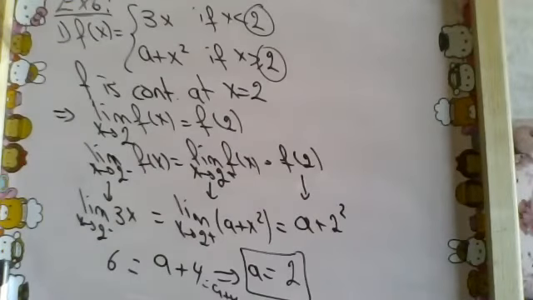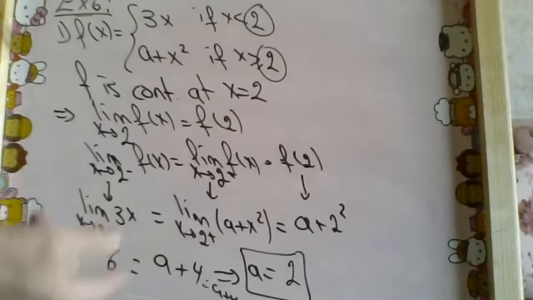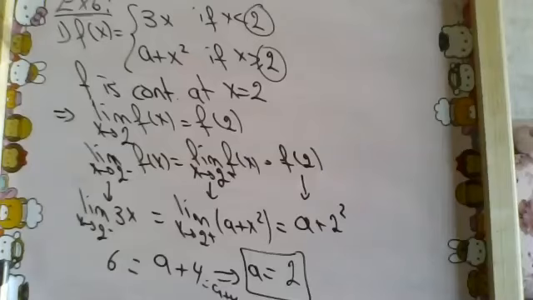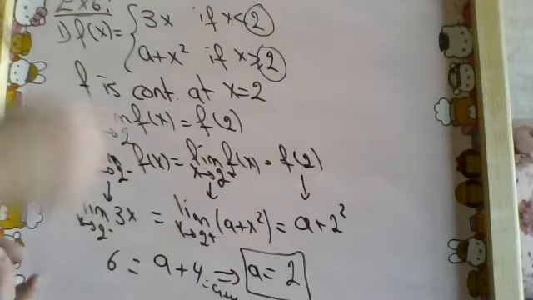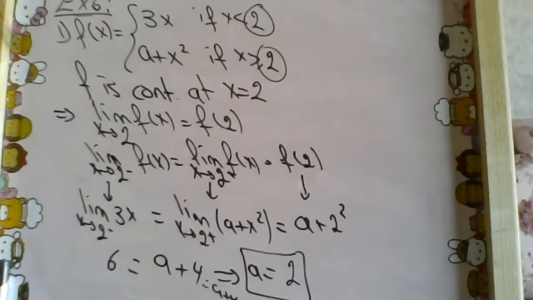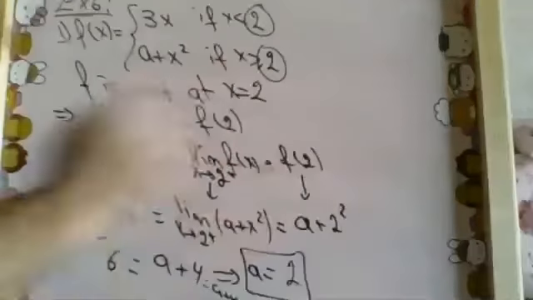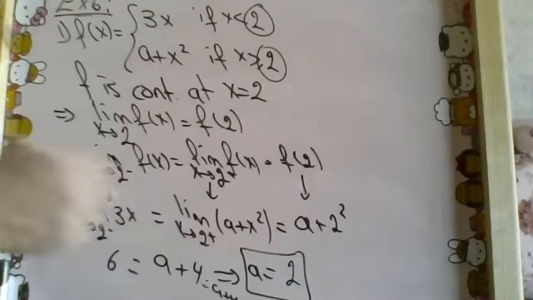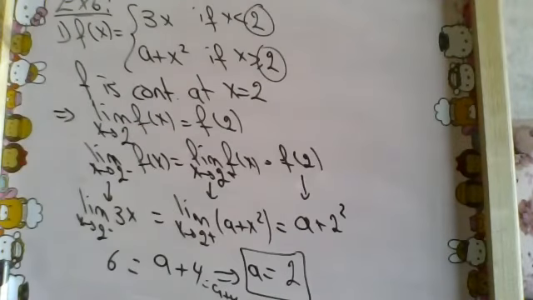But the difference between this exercise and exercise number 5 is that in exercise number 5 you have to check if the function is continuous or not. In exercise number 6, the function is given as continuous, but you have to find a certain value, the value of a. Since the function is given continuous, this condition is already satisfied: the limit is equal to the value of the function. Okay.